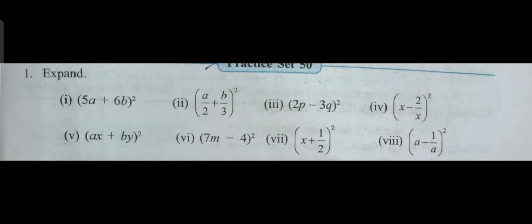So in that, the first one is 5a plus 6b square. Now for 5a plus 6b square, which formula will you use? Plus, addition or subtraction? Addition, that is a plus b square, that is a square plus 2ab plus b square. Wherever it is a and b, you are supposed to write down the values which are being given. Is that clear? So like that students, all these 8 sums you are supposed to write as a revision part in your maths notebook. So you will write the question, that is expand, and then you will write all these 8 sums. Clear?